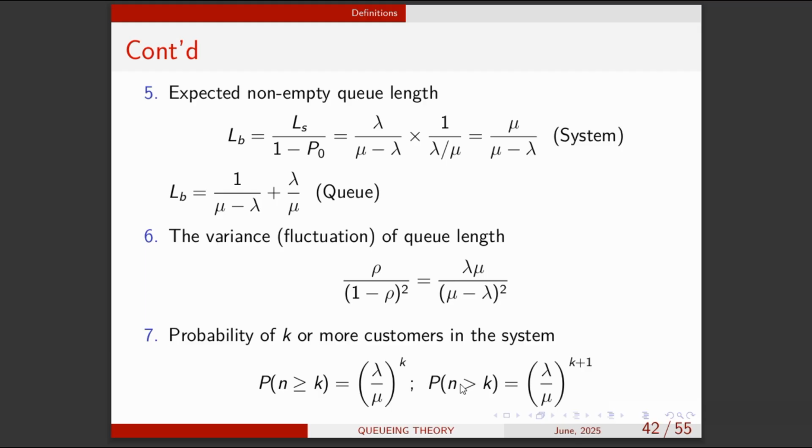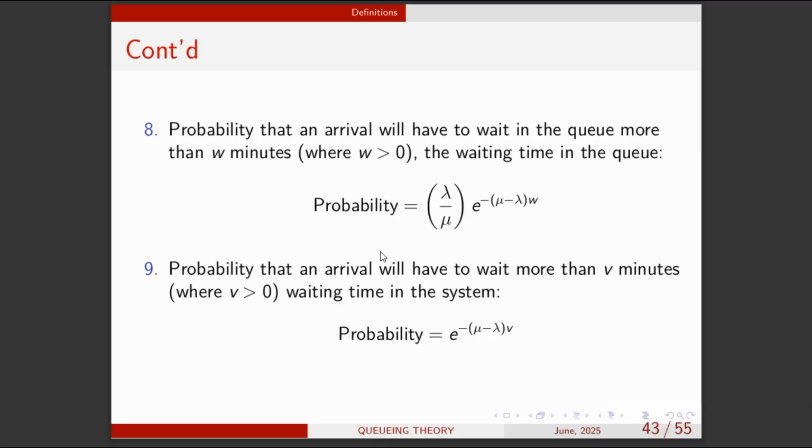If you want to know the probability of having strictly more than k customers, it is rho to the power k plus 1. All right, sure. So the probability that an arrival has to wait in the queue more than w minutes is given by rho times e to the power negative (mu minus lambda) times w. And for that of the system, it is this, without the rho. Lambda over mu is not there. That makes it for the system, right?